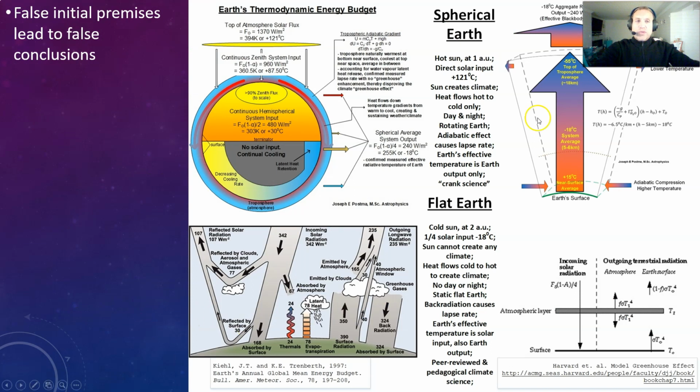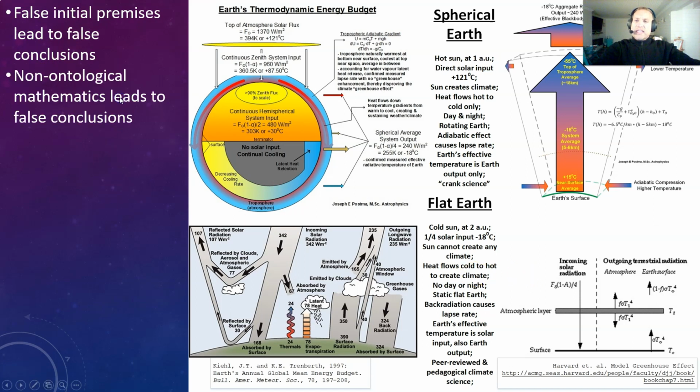So here is where we have a slide to get into it. False initial premises lead to false conclusions. So that's what this slide is all showing here. Okay, so false initial premises lead to false conclusions. So what are the initial premises? Here, non-ontological mathematics, so that's the same thing.